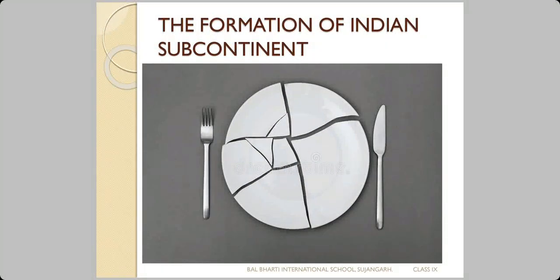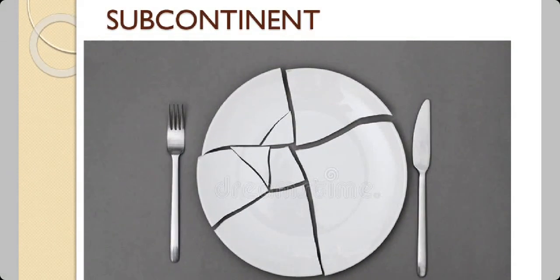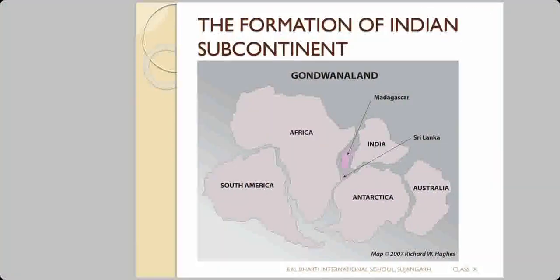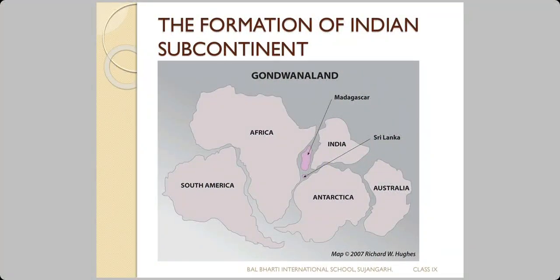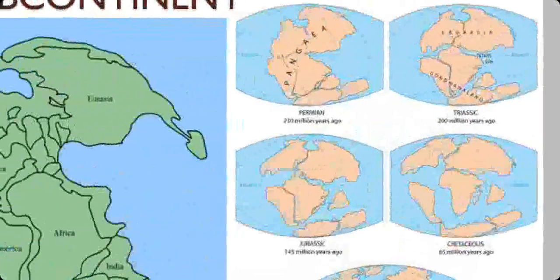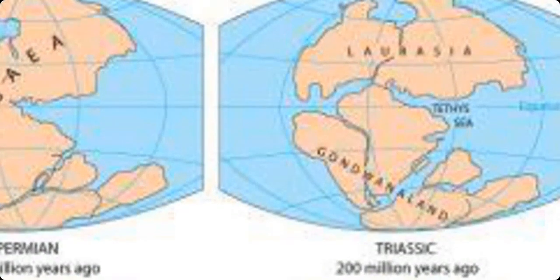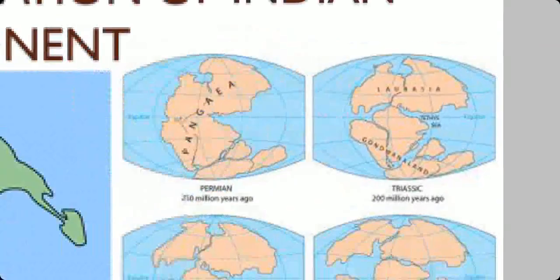To understand the plate tectonic theory, just look at this picture of a broken plate. The pieces are there, and once upon a time this was one complete plate. Now the pieces are broken apart from it. So the northern part of Gondwana land. Now Gondwana land is one of the pieces that separated from the Pangaea. If you see this one on the right hand side, this lower part is the Gondwana land, and the upper part is known as Laurasia.